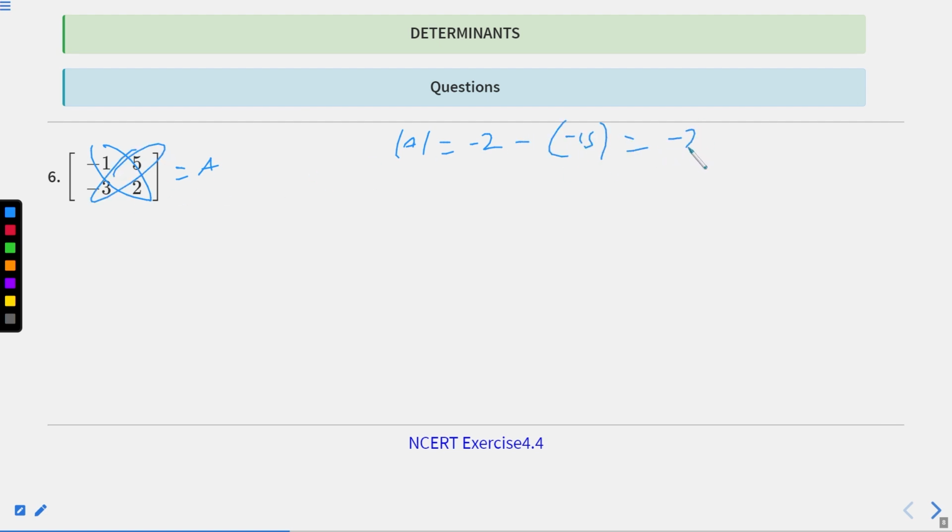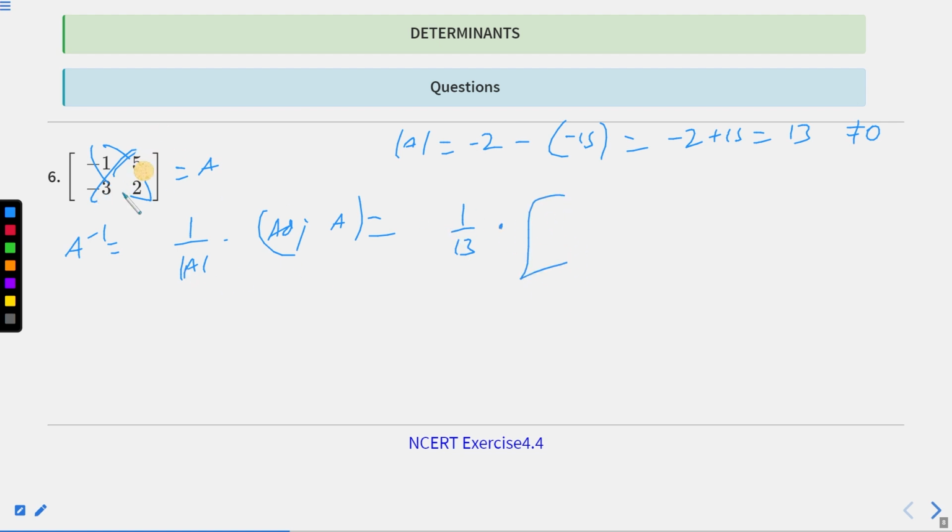This will be minus 2 plus 15, which means 13. So the determinant is non-zero, which means the inverse exists. So A inverse will be 1 by determinant of A multiplied with adjoint of A. As you know, the determinant of A is 13. So 1 by determinant A will be 1 by 13 multiplied with the adjoint.